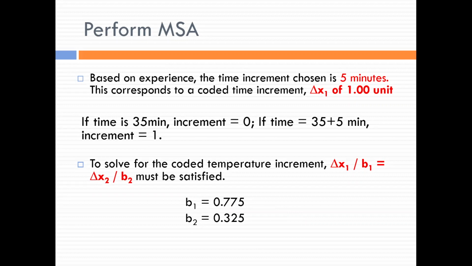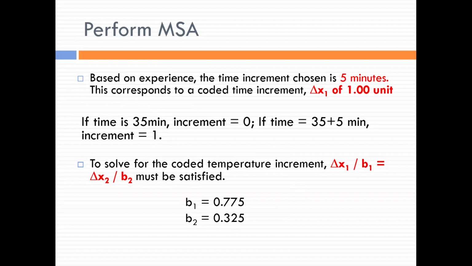Okay? So you could also move in increments of, instead of moving time, we could move the temperature. But here, based on his experience, he chose to move in terms of time first. Then the temperature will just follow based on the increments of the time. Okay? So if the time is 35 minutes, that is your zero starting point. Then you move in increments of 5 minutes, and therefore each increment will be equal to 1.